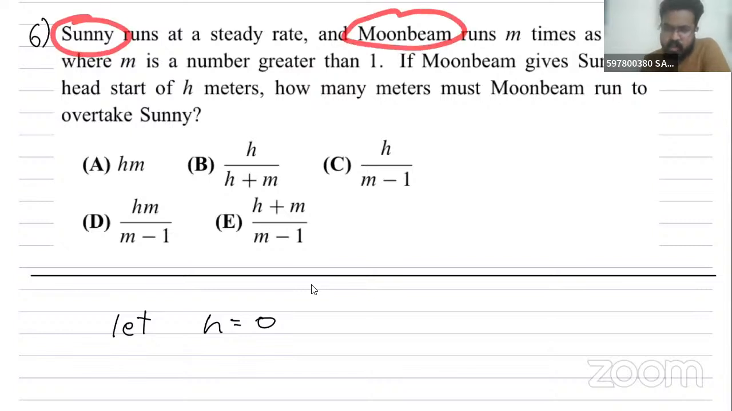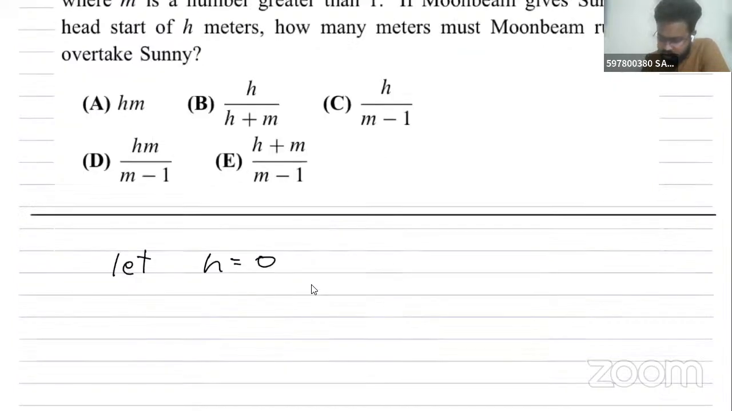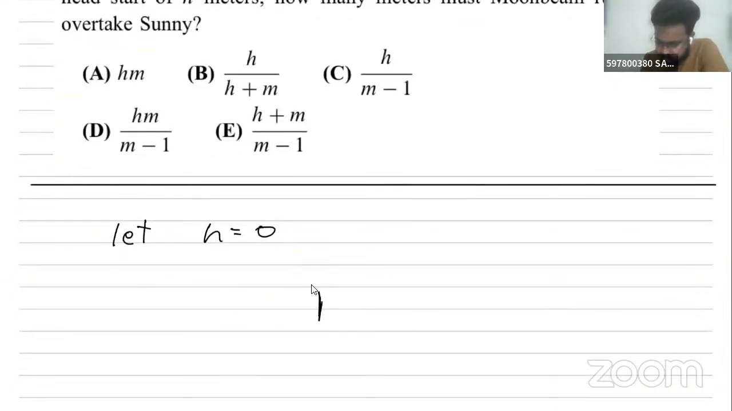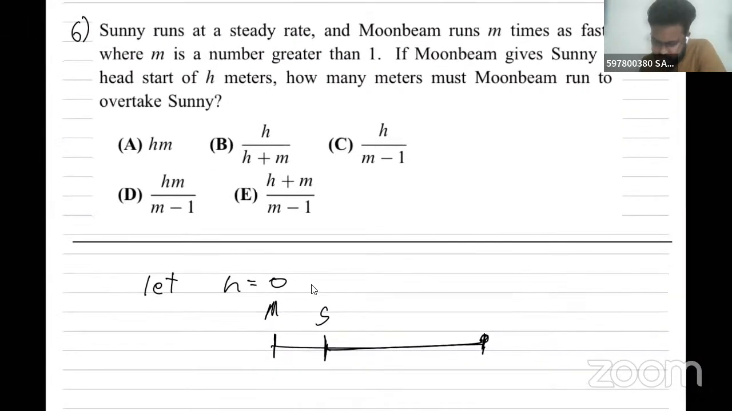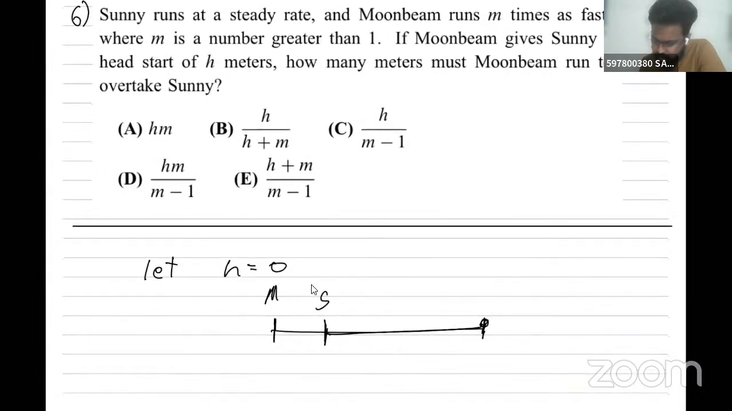Sunny and Moonbeam both run at the same pace. It just turns out that Moonbeam runs faster than Sunny by a factor of m. Okay, and then there is a race going on. Sunny starts here, Moonbeam starts here. They want to reach this end point, which is the total distance d that Moonbeam is going to run, at which point he will overtake Sunny. Correct. And this is the head start h that they're giving.